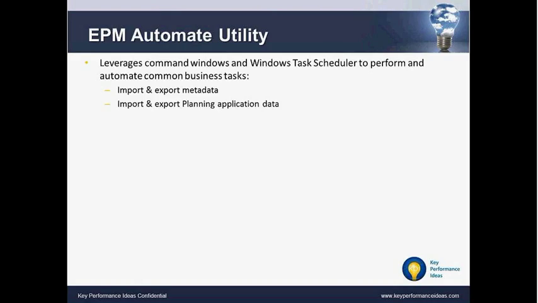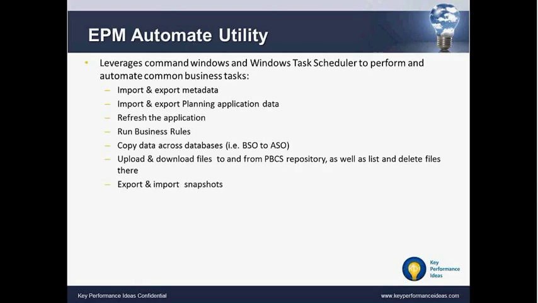So if I want to save some of that information offline, I'll just load the rest of these here. I can refresh the application, I can run rules, I can even copy data across some of the applications. So they've introduced a few other database types in this release too, referred to as ASO or aggregate storage type databases, that if you're ever experiencing long consolidation times or slow reporting, being able to move to those aggregate storage databases, we find it to be a little bit faster. And you can upload and download the repository. You can even export and import snapshots.